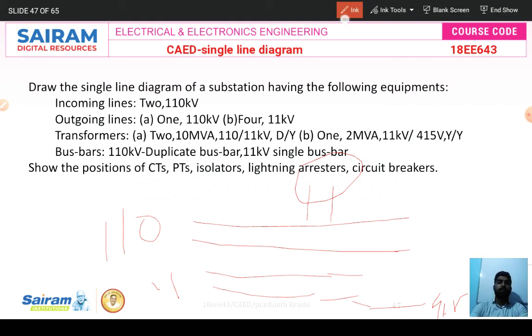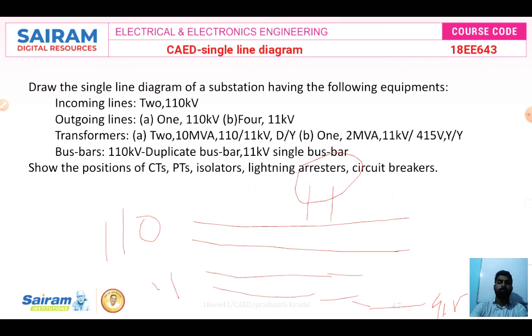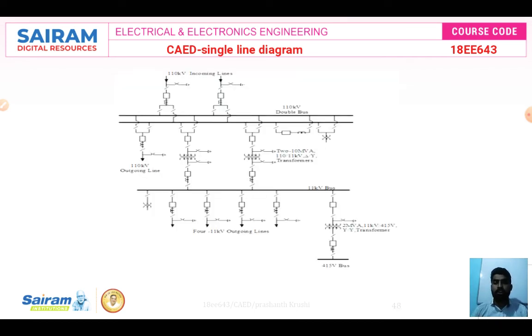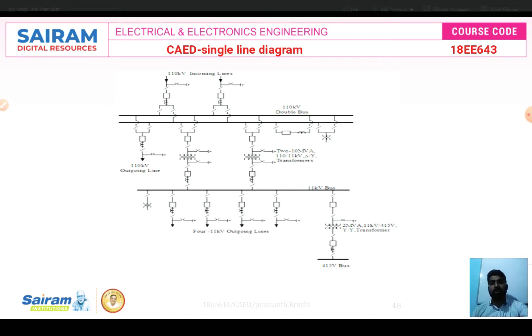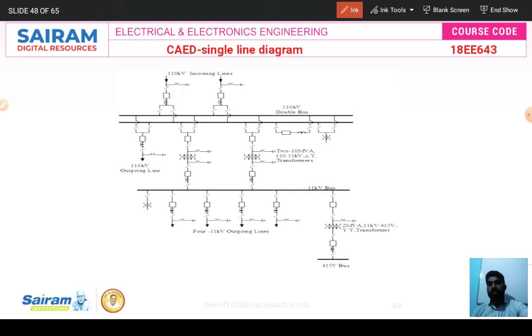So let's see the problem solution. I told you, there are two incoming lines. See here, 110 kV is here, another 110 kV is here. For the two incoming lines, we have to place lightning arresters. This is a lightning arrester. We have to keep the lightning arrester on the incoming lines, at the generating station itself. After that comes the isolator. This is the isolator.